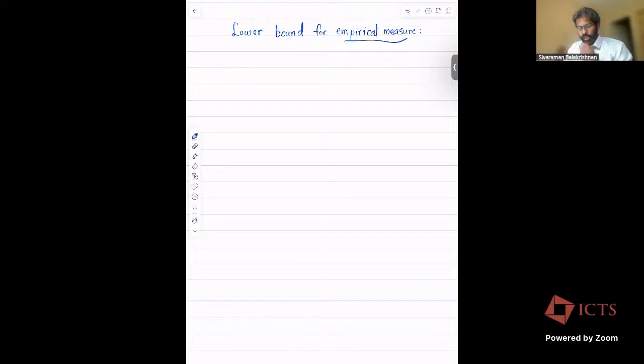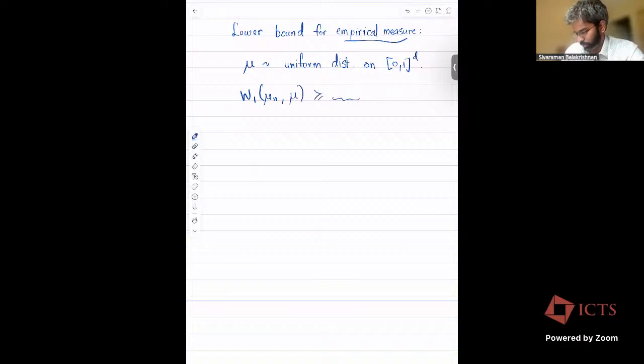So let's think about the following setting. Let's say mu is some nice smooth distribution. It looks like, let's say, the uniform distribution. You can take any distribution essentially that is sufficiently spread out, and you will end up with the same lower bound. So think about it as the uniform distribution on [0,1]^d. And now I want to convince you that the Wasserstein distance between mu_n and mu is at least something like n to the minus 1 over d when d is big. So how do I convince you of this fact?